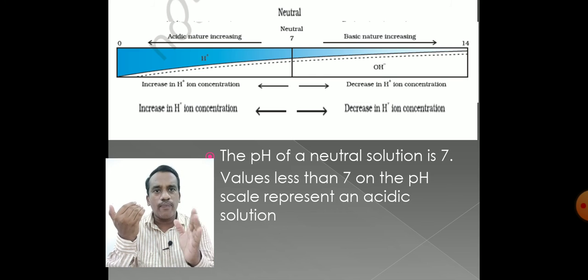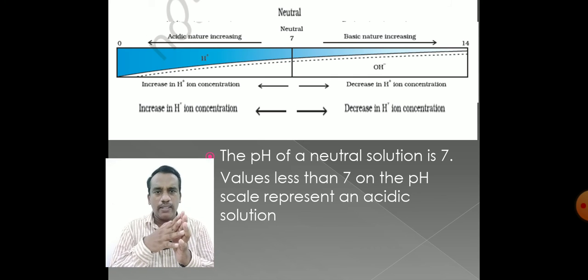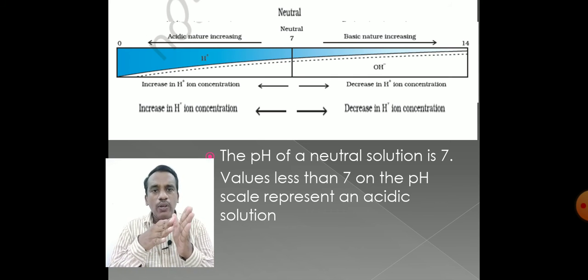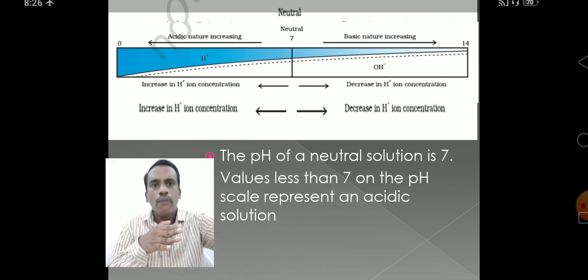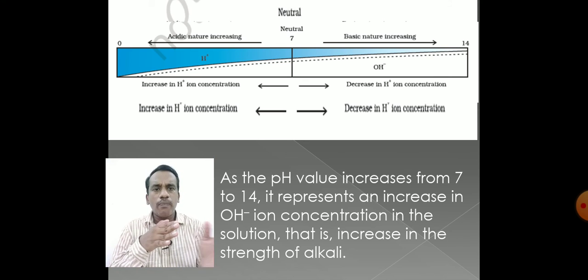When you are reaching 7, the H plus ions will be given very less, so this is a weak acid. For the values from 7.1 to 14, the H plus ion concentration is decreasing, whereas the OH minus ion concentration is increasing in the solution. The bases that are soluble in water to give OH minus ions we call alkalis.